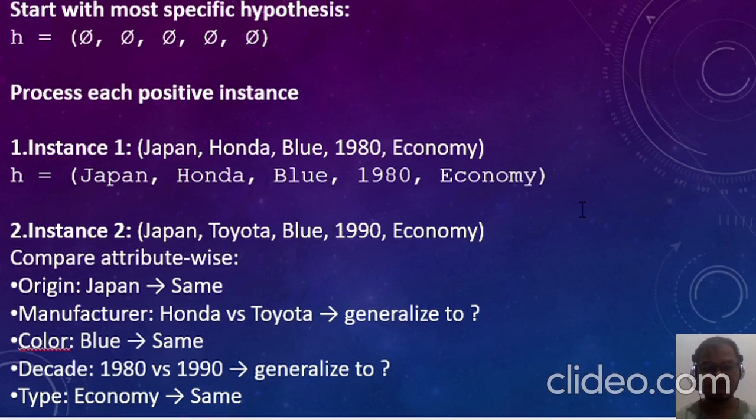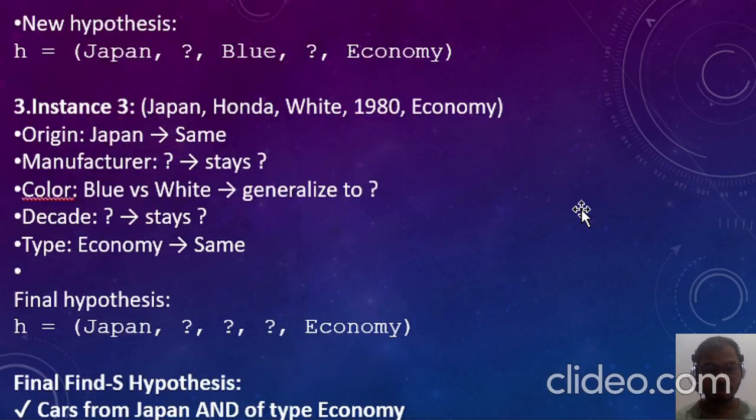Instance 3: Japan, Honda, White, 1980, economic. Origin Japan, same; manufacturer stays; color blue versus white, generalize to question mark; decade stays; type economic, same. Final hypothesis h equals Japan, ?, ?, ?, economic. So the final hypothesis h is a car from Japan and of type economic.